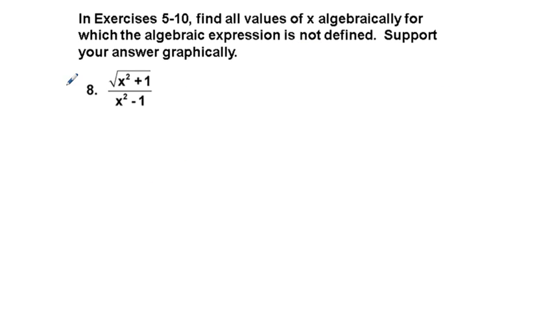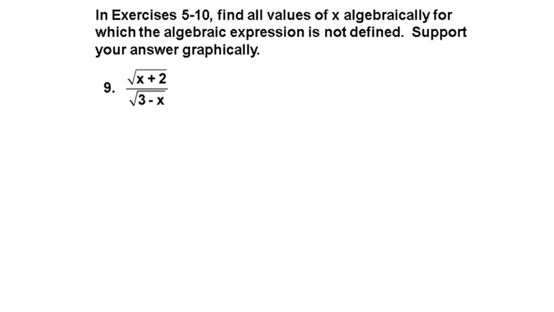Last on the problem we look at is number 9. We have the square root of quantity x plus 2 over the square root of quantity 3 minus x. And so again, both the numerator and denominator, what are we looking for? We're looking for exclusions to the expression, or to the domain, if you want to call it. This is a function that would have a domain.